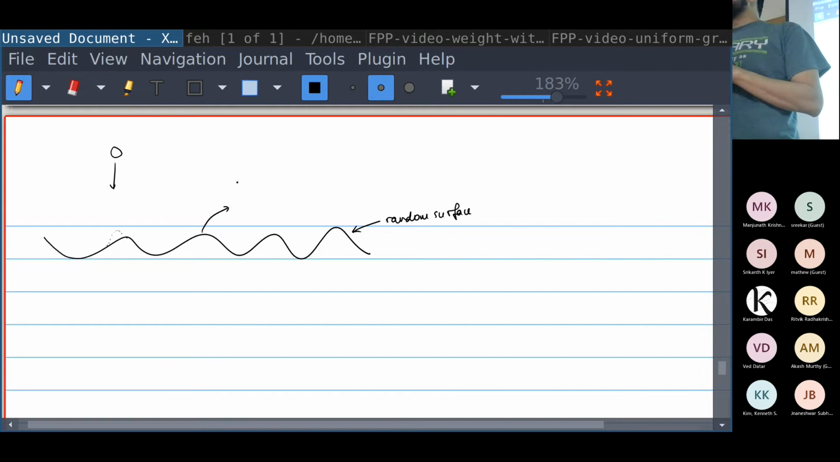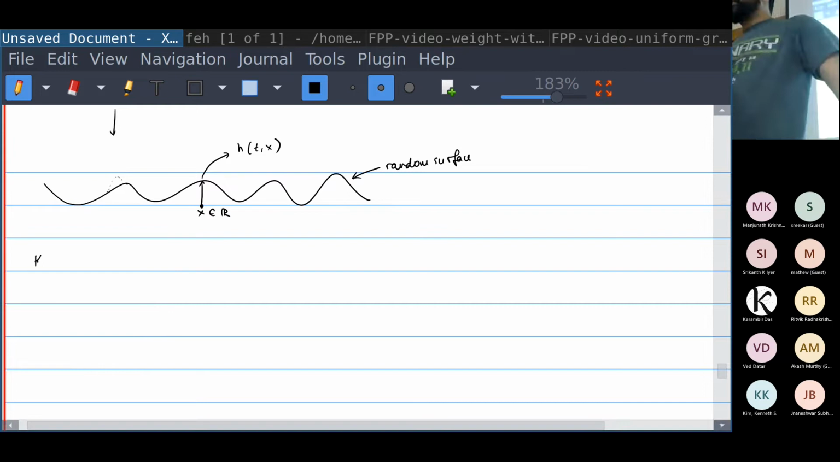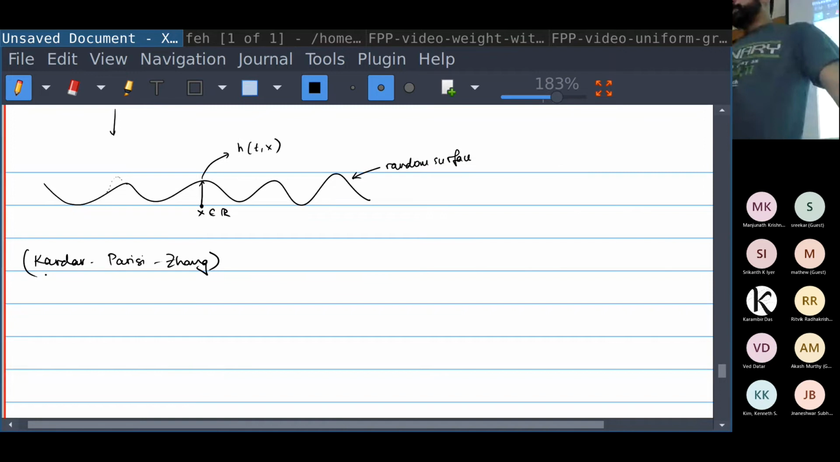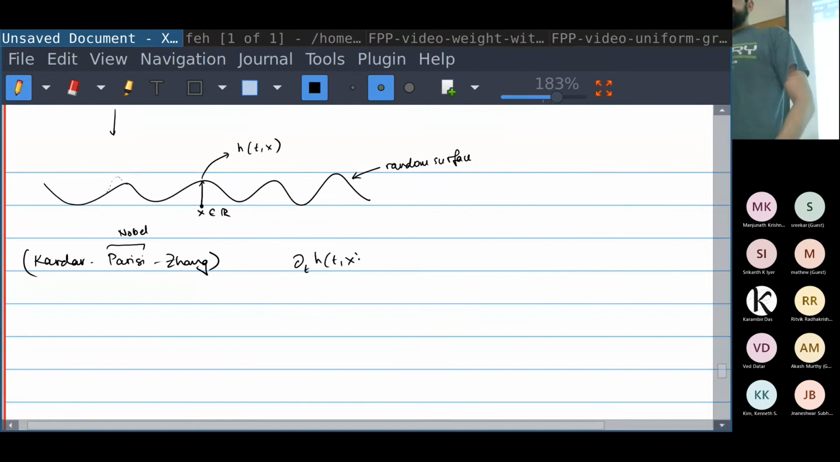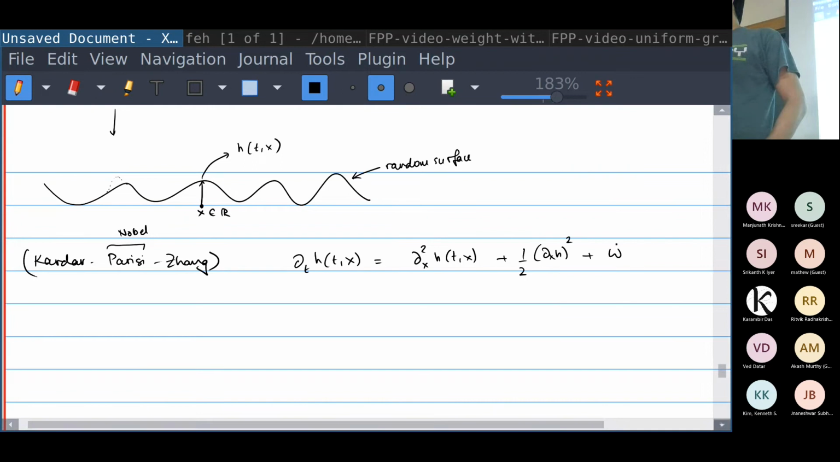This is usually described by a height function, h(t,x). h(t,x) is the height at location x, and x is usually one dimension. These three physicists, Kardar, Parisi, and Zhang, wrote down an equation and described the behavior, intuitively or in physical terms, for such random interfaces in wide generality. Parisi won the Nobel Prize recently for this and other things. So ∂_t h(t,x) is equal to ∂_x² h(t,x) plus 1/2 (∂_x h)² plus a random noise term.